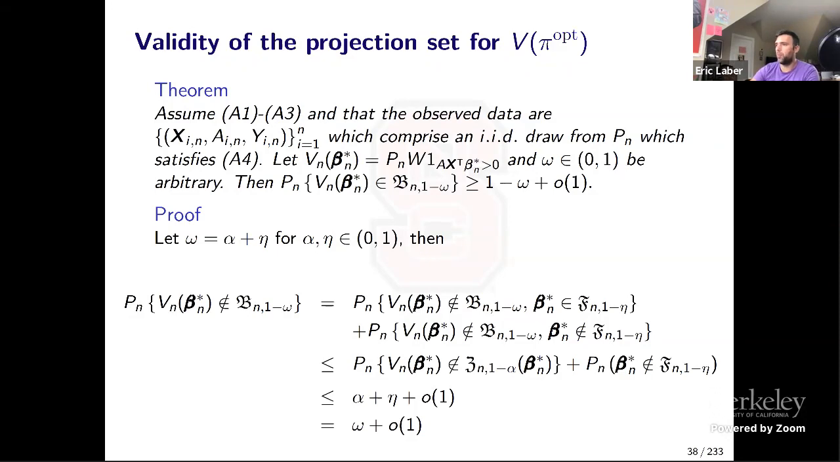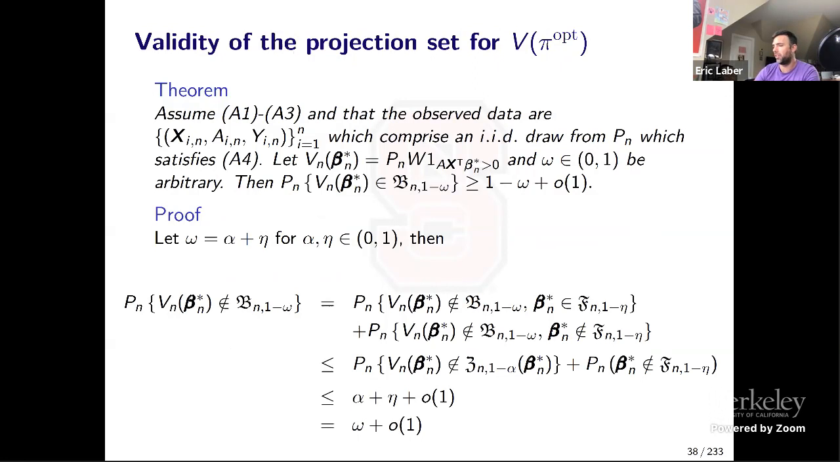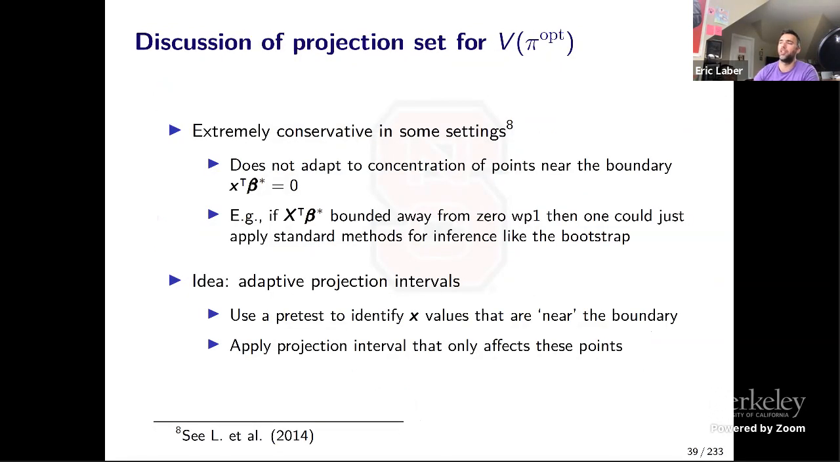So one thing that came up was, how do we improve this? How do we make this less conservative? Is there some way to change the projection? And that's the projection interval, and that's exactly what we're going to do now. So this can be extremely conservative in some settings, and the reason is that it doesn't adapt to the number of points near the boundary.